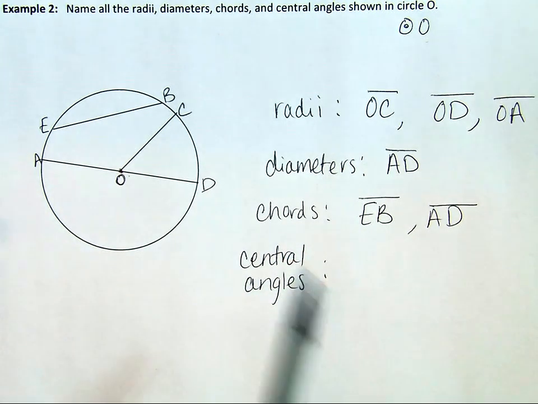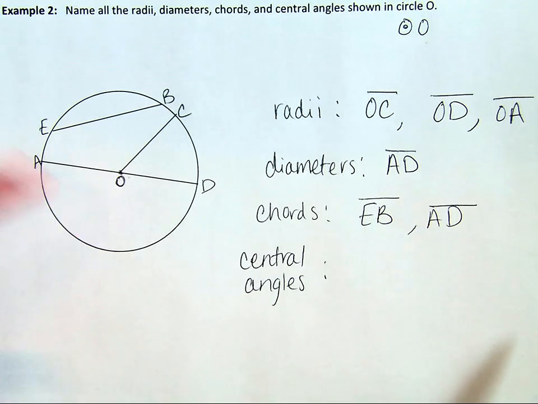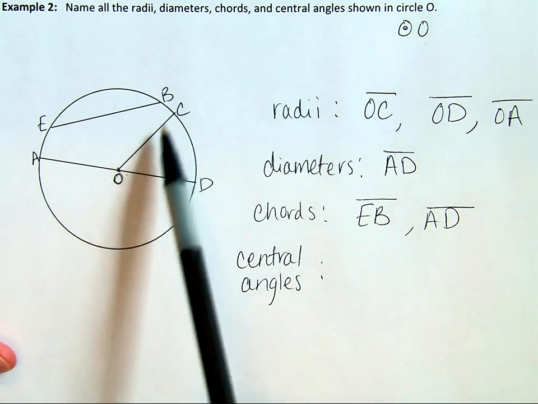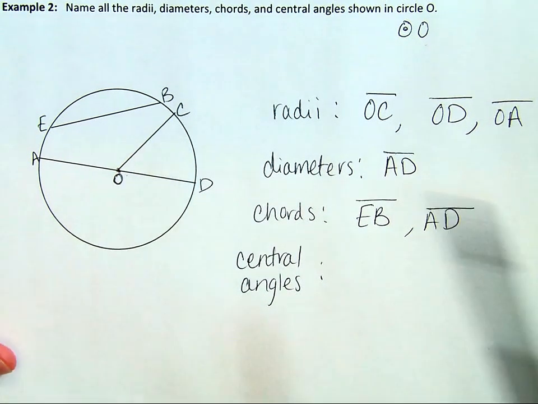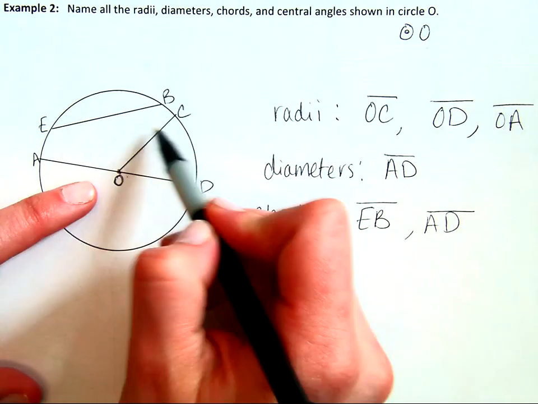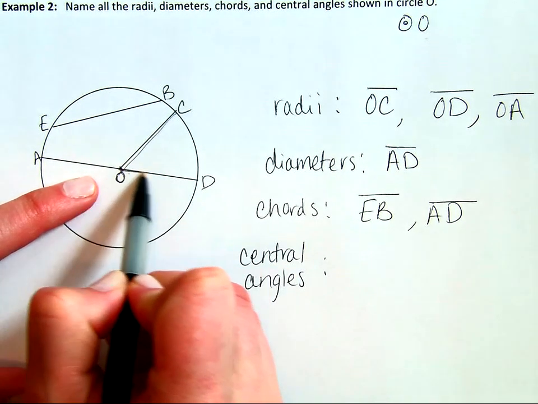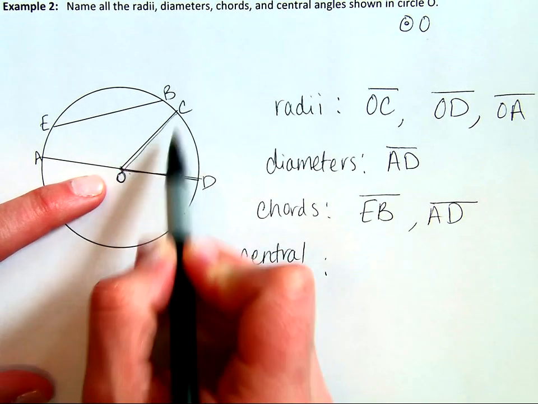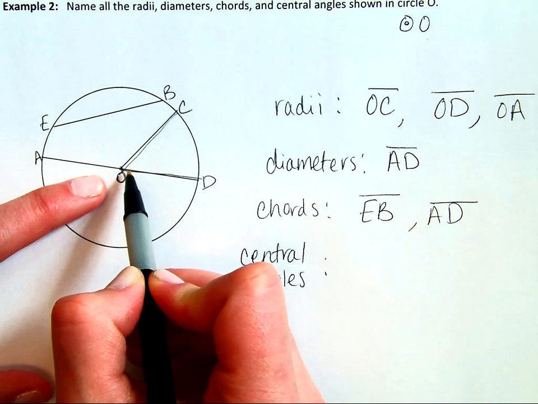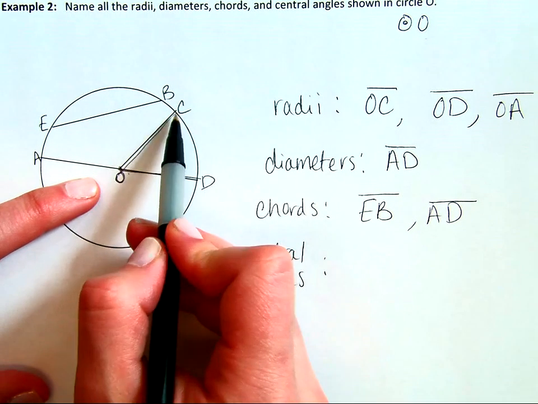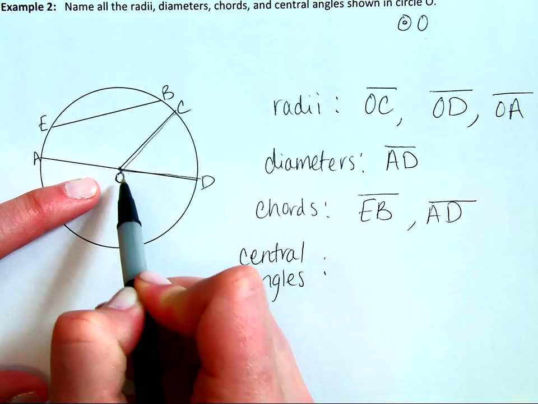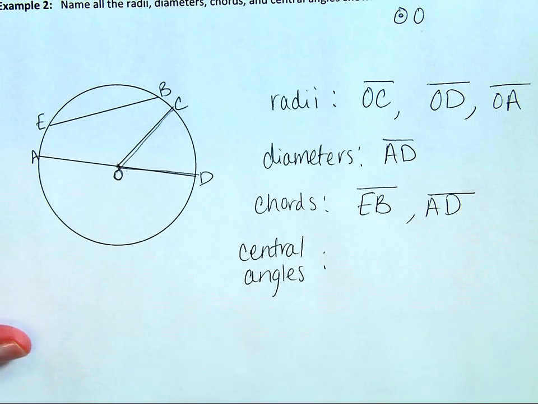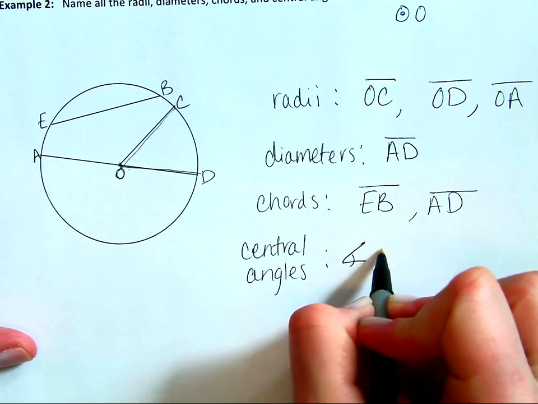Okay, lastly we've got central angles. So central angles, when we're labeling angles, the center or the vertex always goes in the middle. So, for example, this is an example of a central angle. The center of the circle is the vertex. So I'm going to say angle COD. Notice I say the vertex in the middle. So angle COD.